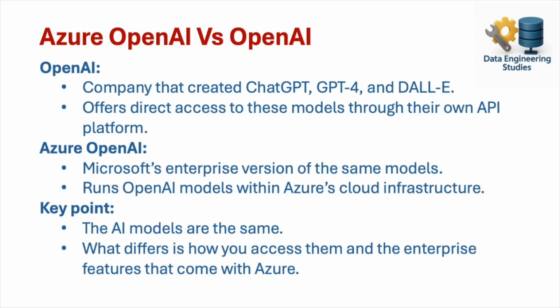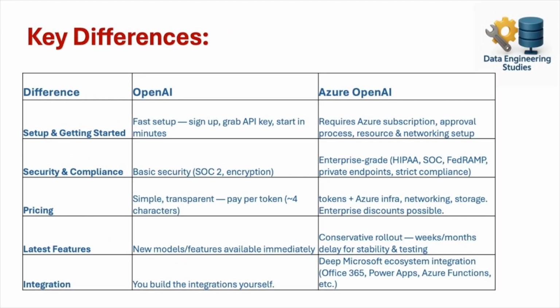The key thing to remember is the core AI models are the same. The difference is how you access them and what features come with them. Now let's see the key differences between OpenAI and Azure OpenAI. Here are the 5 main differences.